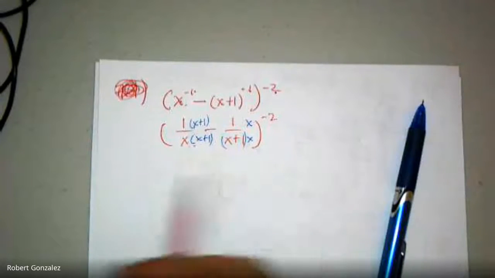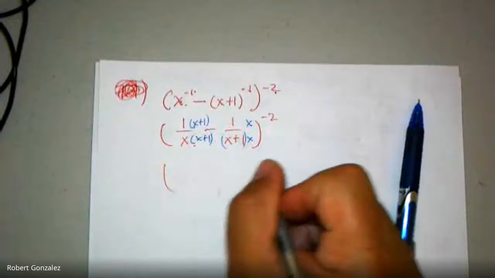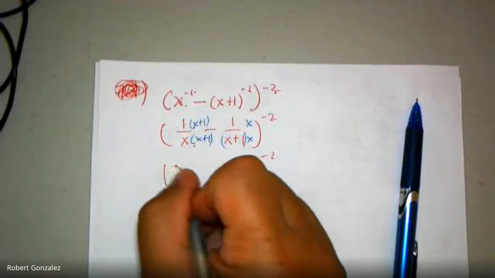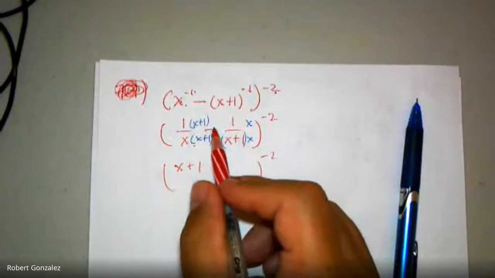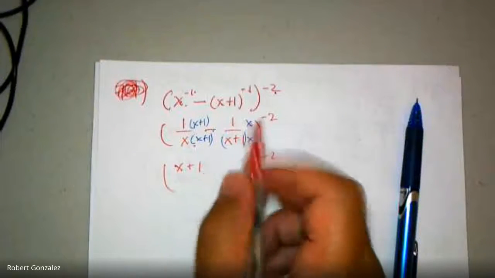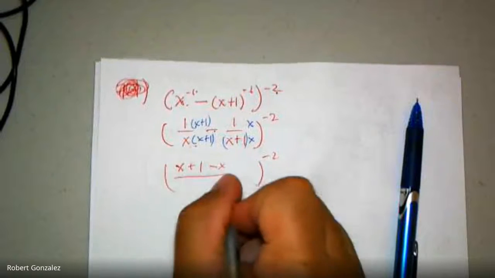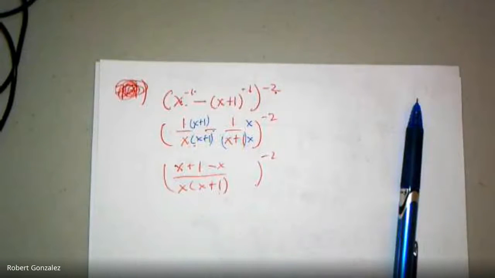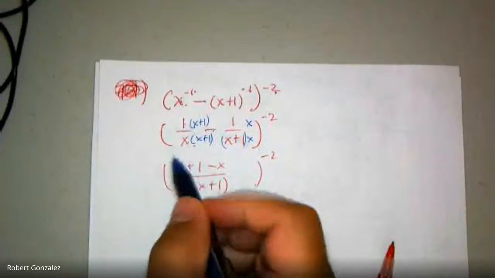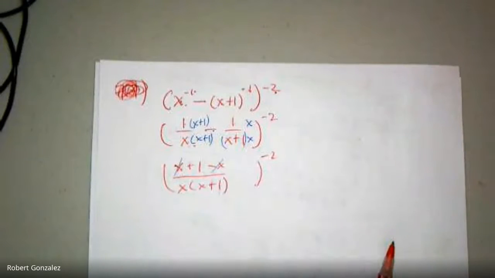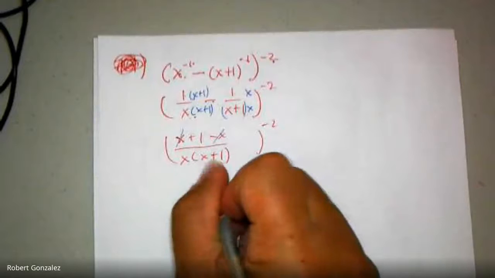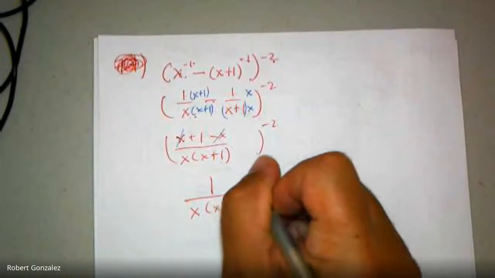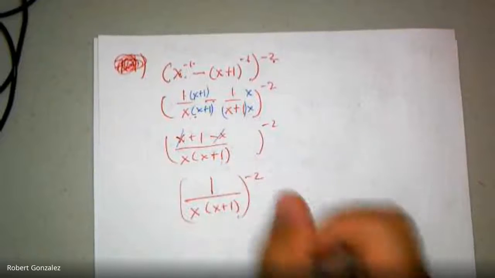Now I can combine my fractions on the inside. I'm going to ignore that negative 2 for a while. 1 times x plus 1 is x plus 1. I've got a negative 1x. And underneath, I've got x plus 1. My x and my negative x cancel out. That's pretty cool. So I've got 1 over x times x plus 1, negative second power.